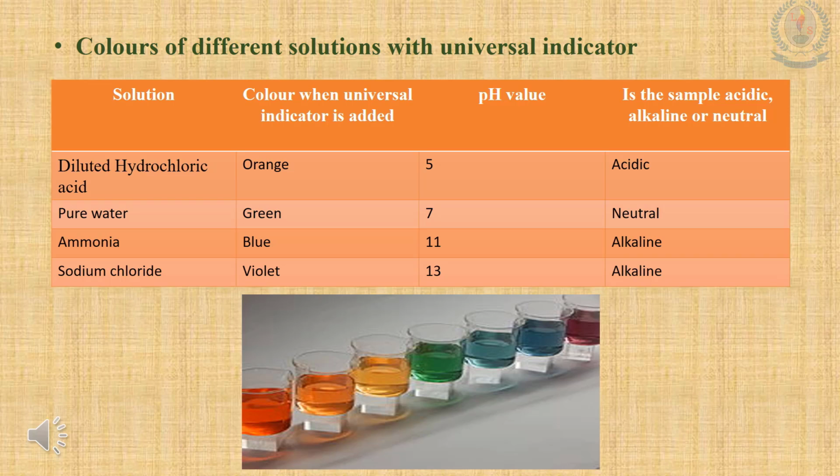Distilled water or pure water. When we add universal indicator into pure water, it gives green in color. The pH value should be 7 and that is a neutral solution. When we add universal indicator into ammonia, it gives blue in color. The pH value is 11 and the sample solution is alkaline. When we add universal indicator into sodium chloride, it gives violet. The pH value is 13 and the solution is alkaline.